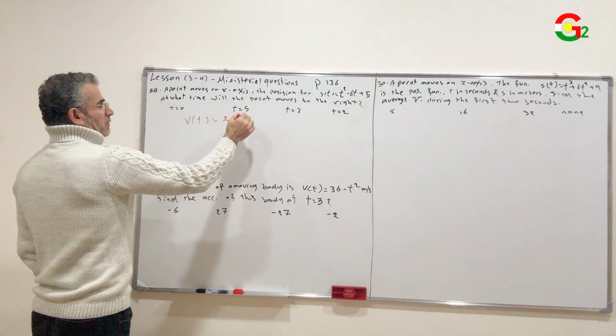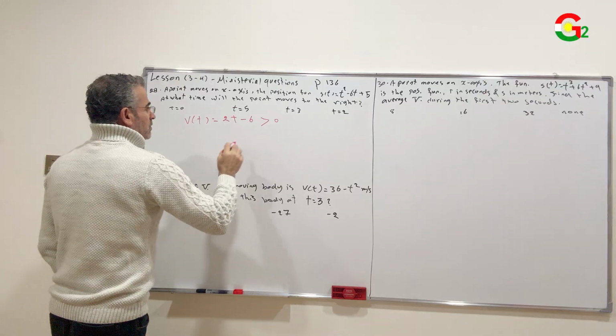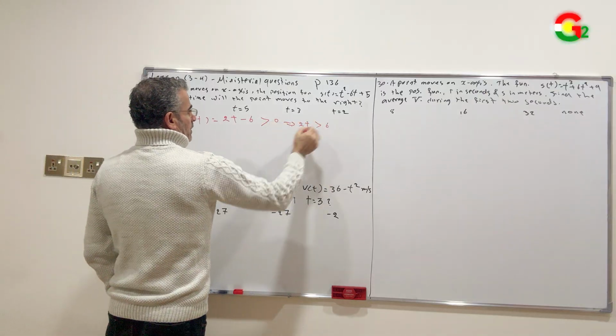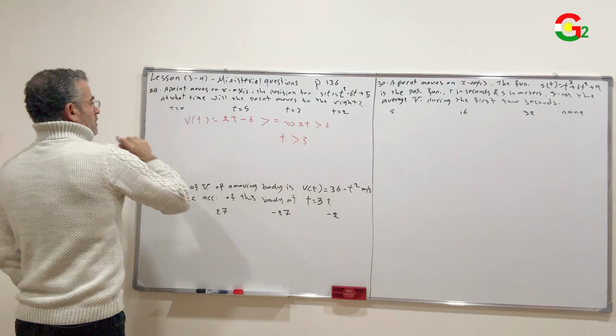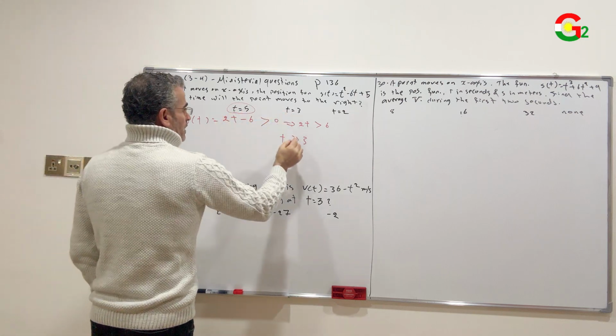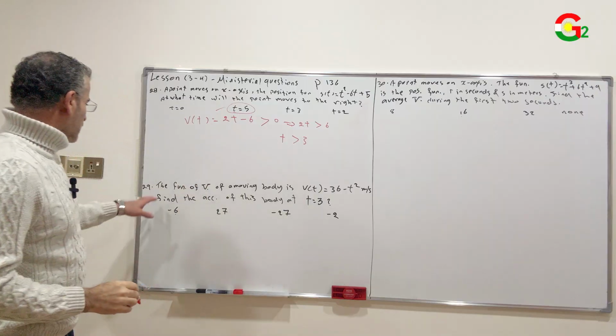First, find the velocity function. The derivative of the position function is 2t minus 6. Set it greater than 0. Then 2t greater than 6. Then t greater than 3. 0 is less than 3. 5 is greater than 3. t equal 3 is not included. 2 is less. The right choice is B.